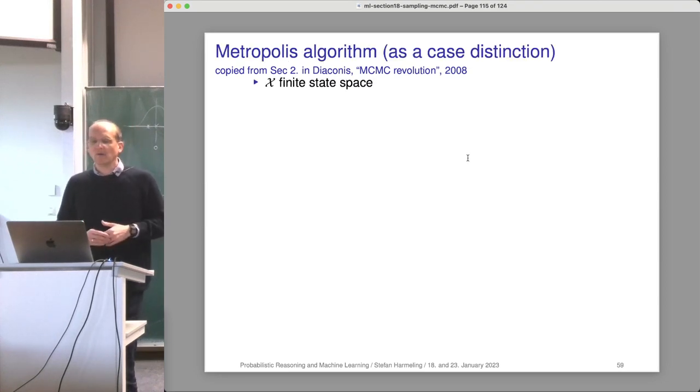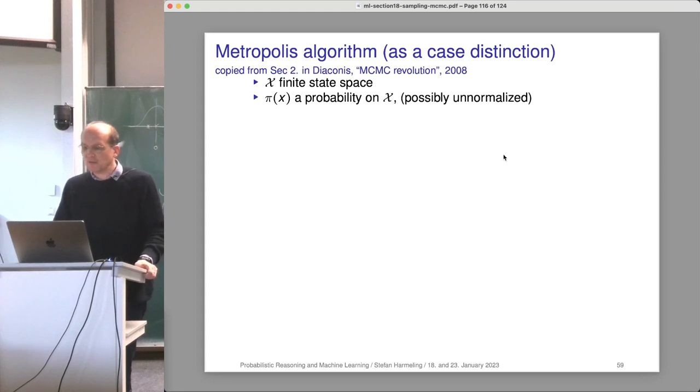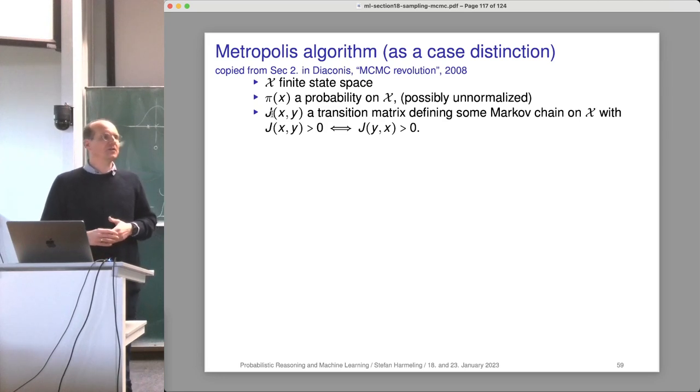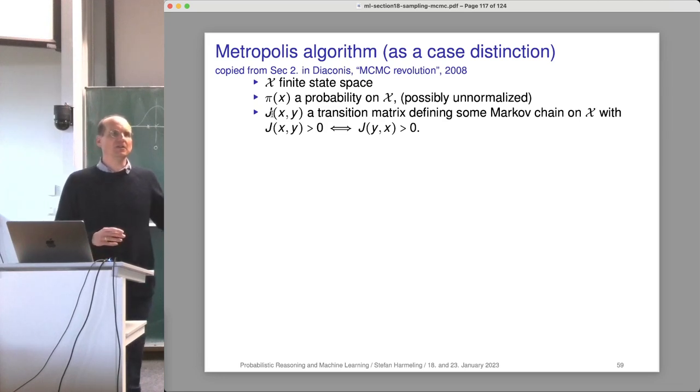Anyway, so let's write down now the Metropolis algorithm using our notation here from Diaconis. So we have a finite state space, we have some probability distribution pi, which might be unnormalized, that's the one we are interested in. We have a transition matrix J that defines some Markov chain, so that was our Gaussian distribution in the continuous space.